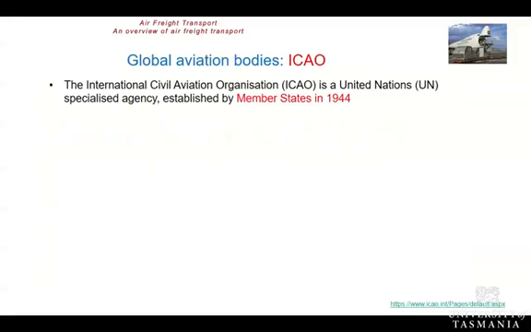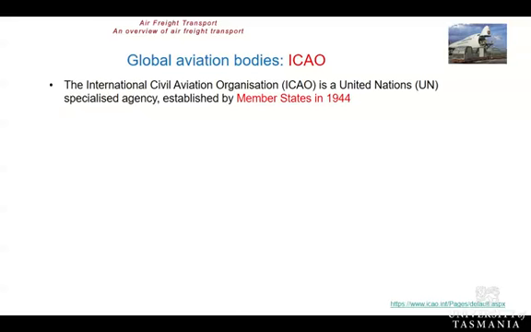So I'm going to leave that there. I wanted to talk about a couple of the main global aviation bodies. The first one I want to talk about is ICAO, the International Civil Aviation Organisation.